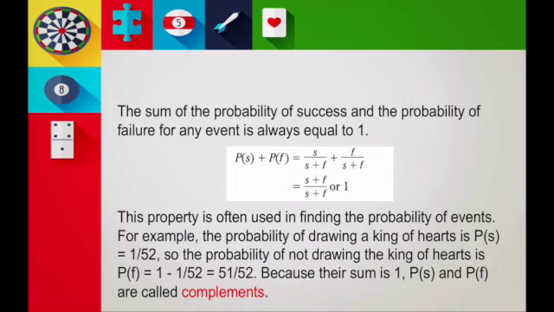And if the sum of 2 events is equal to 1, then these events are called complements. It's complements with an E, not an I in the middle.